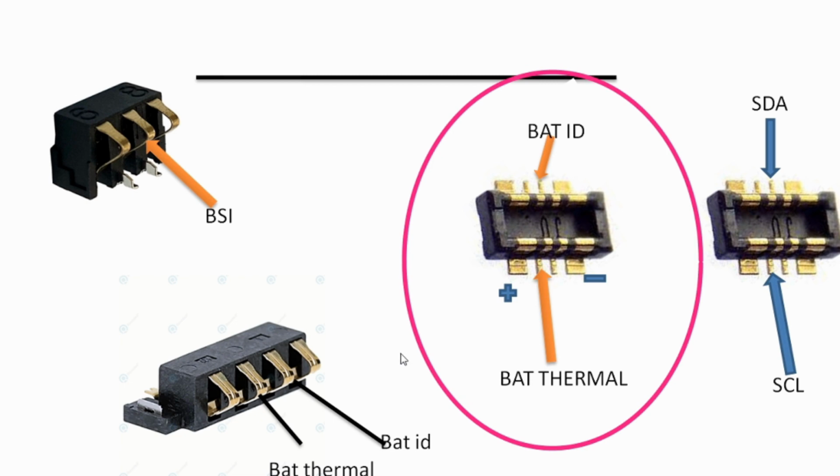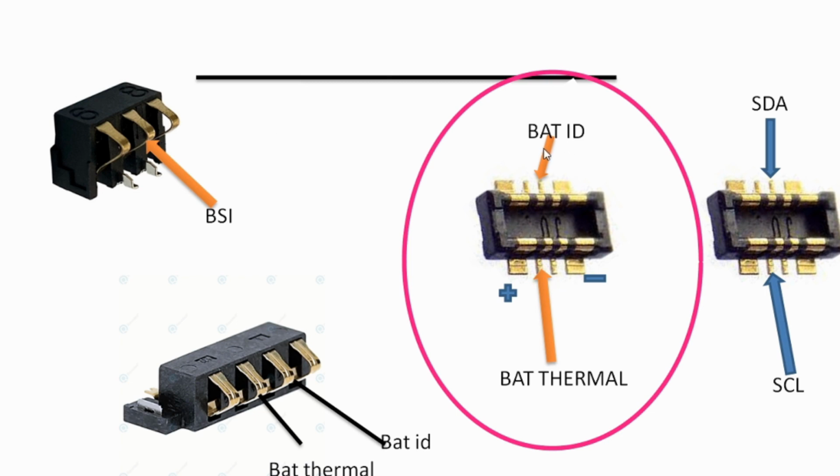So the Batt thermal line is a very important line, because when your phone temperature increases, the customer can't remove the battery easily. So for battery swelling or other protections, this line is important in fixed battery phones. Whether the battery is connected or not, the CPU also takes battery info through the Batt ID line.